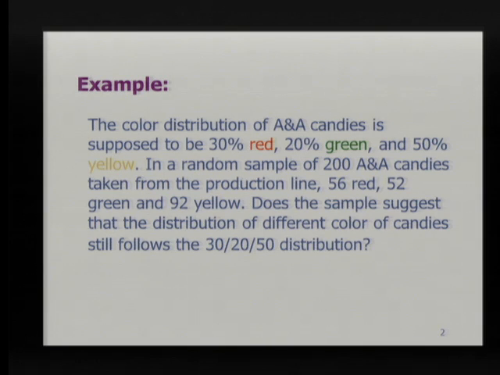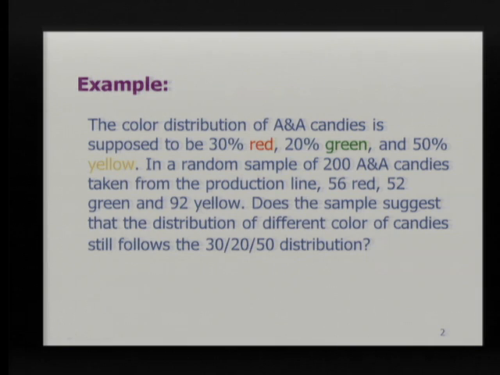But if the company says so and you don't believe it because you've been eating this candy and you found that the color distribution doesn't look like that, right? So maybe somebody did something or there's bad quality control in there. So you don't believe that. What you want to do is take a sample and check the distribution of the sample to see whether it still supports that 30, 20, 50 distribution. So I took a random sample of 200 of this candy, and found that 56 are red, 52 are green, 92 are yellow.